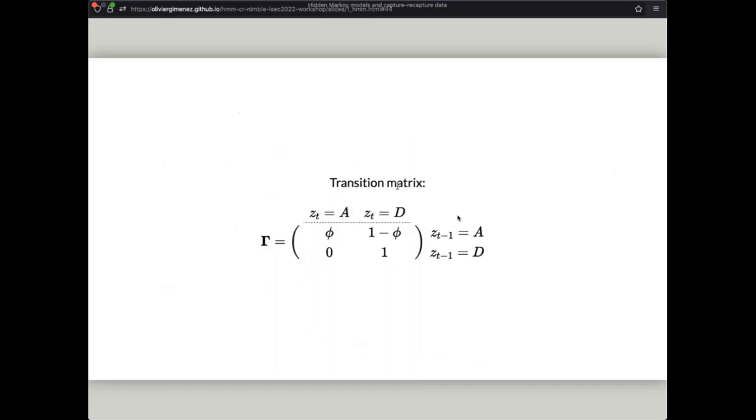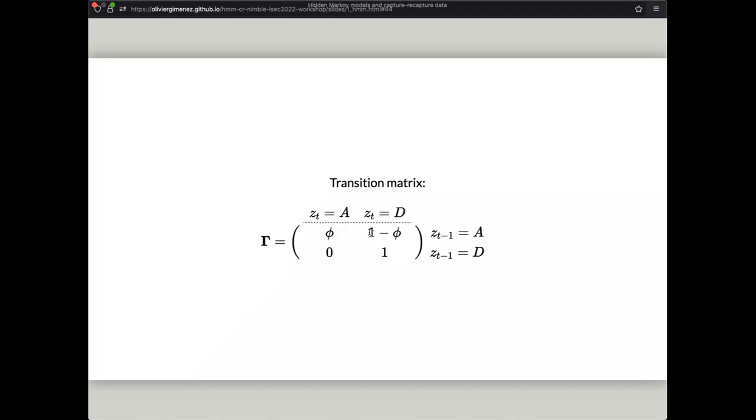So let's spend a minute on it again. We have the states at t in columns here, alive and dead, and we have the same states, alive and dead at t minus one, in rows. So you go from t minus one to t, and you change state or not. Here you stay alive, here you go from alive to dead, from t minus one to t, with probability one minus phi.